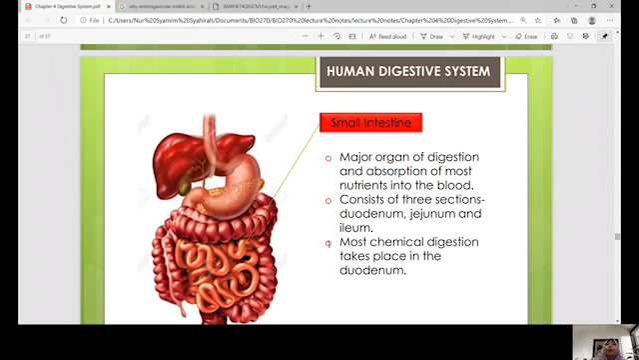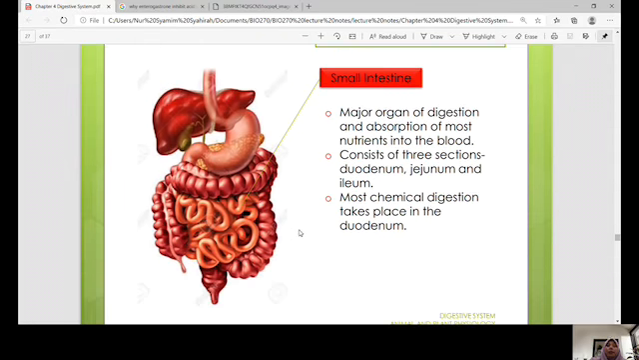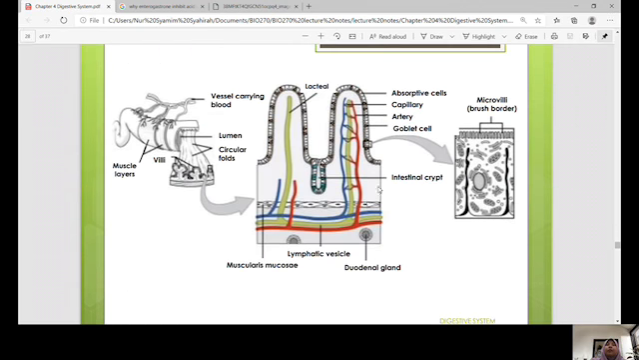Now we go into the small intestine, which is your main organ for absorption of nutrients. The small intestine is the major organ of digestion and absorption of most nutrients into the blood. It consists of three sections: the duodenum, the jejunum, and the ileum. The duodenum is the first part right after the stomach. So this is your stomach, and this will be your duodenum. Most chemical digestion takes place in the duodenum. Remember that.